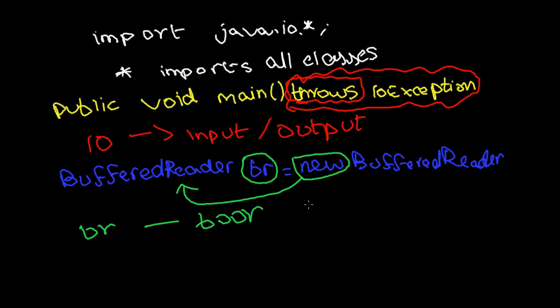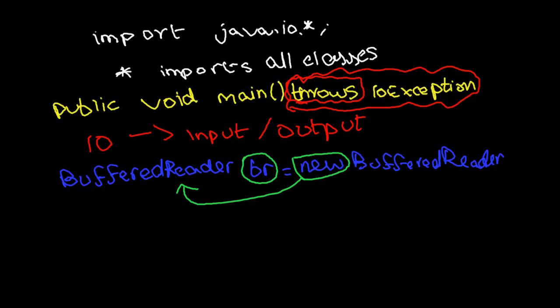Br can be anything, whatever. I don't know why I wrote that, it doesn't make sense. Br can be buff read, whatever you want, it doesn't matter. So now this is how you create an object for any class.